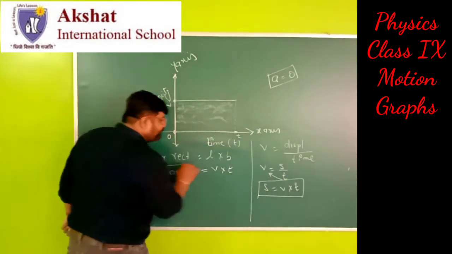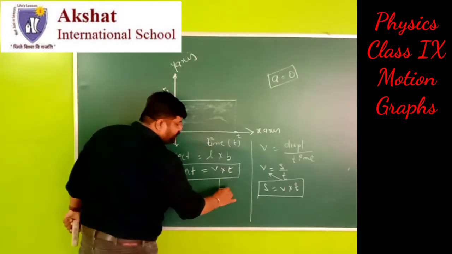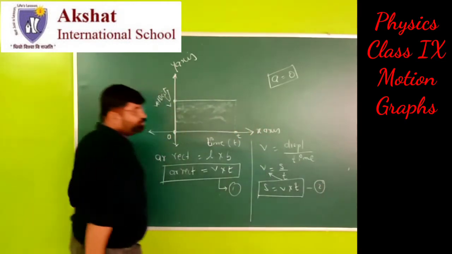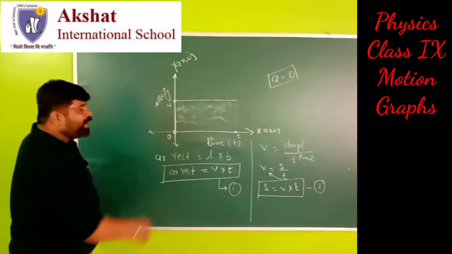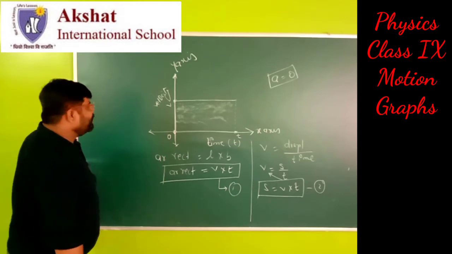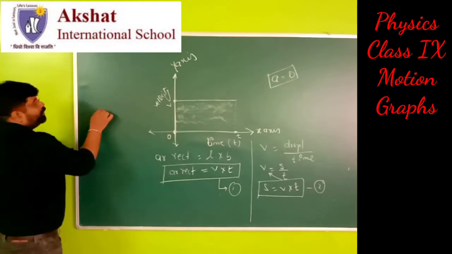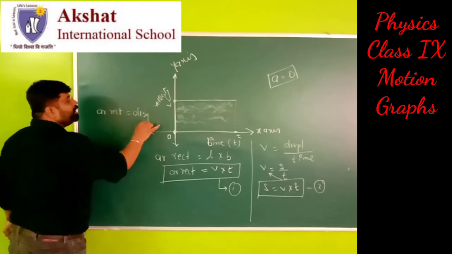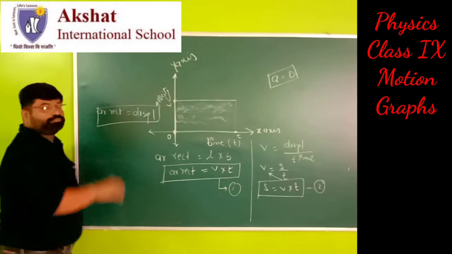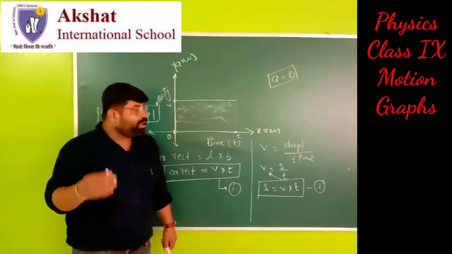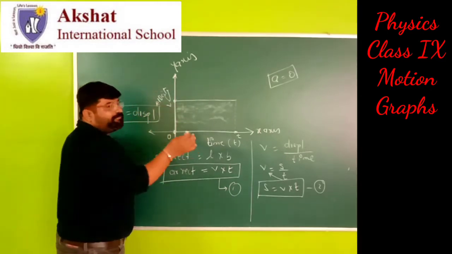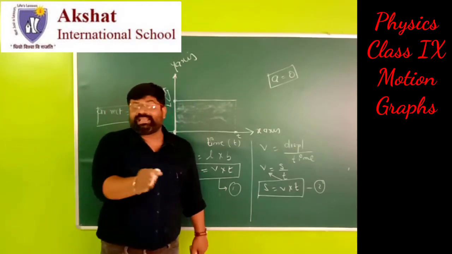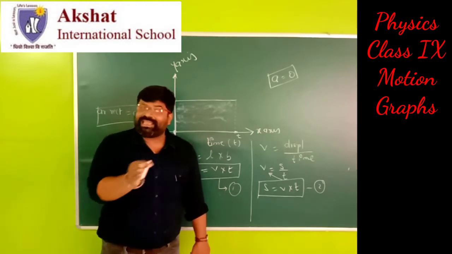Now I have two different equations. Say this is equation 1 and this is equation 2. If I compare both the equations, I get that the area of the rectangle is equal to displacement. Now what does it mean? It means that if I have a velocity time graph, in that graph I can find displacement with the area under the graph.